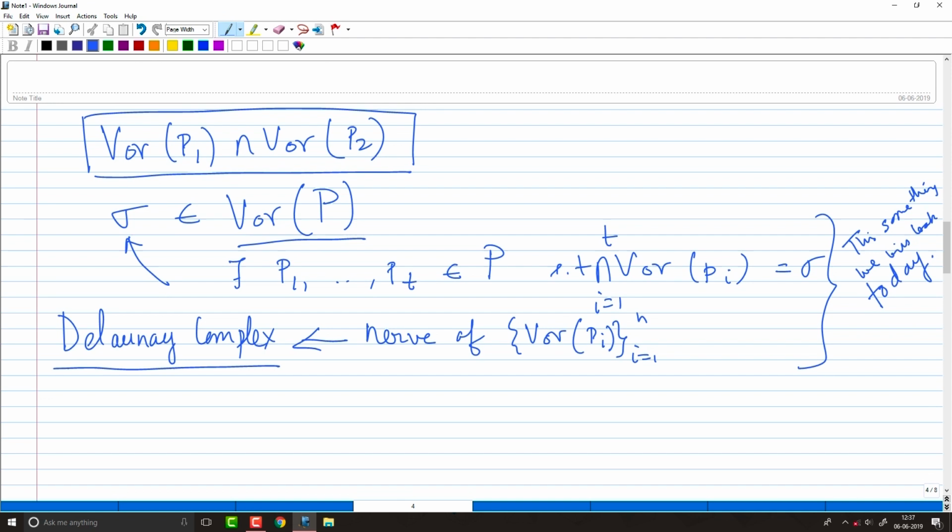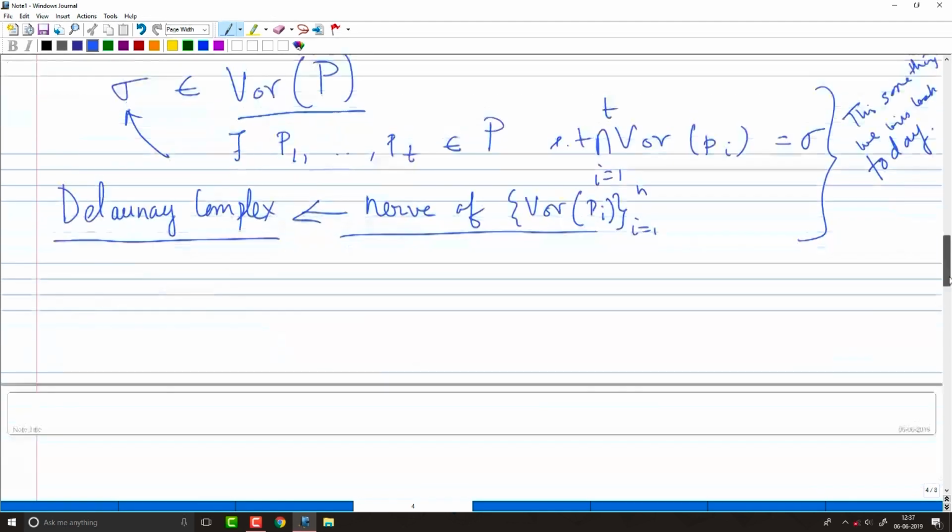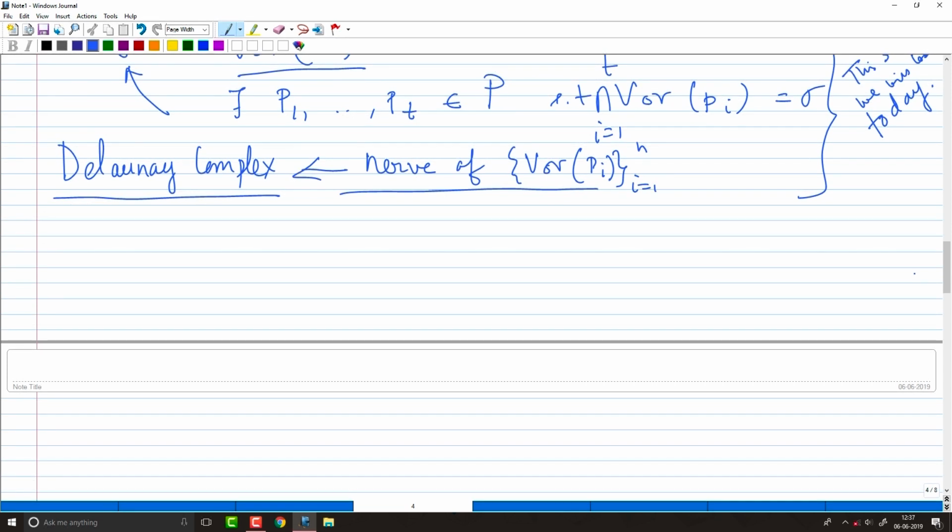Now, why did I say Delaunay complex? The way we have defined Delaunay complex, let me give you one example, and then we will look at these things in the next class. Let us look at the Delaunay complex, and when I say it is not a complex that you can always draw in the plane. So, let us say in R2 itself, there may be a problem.